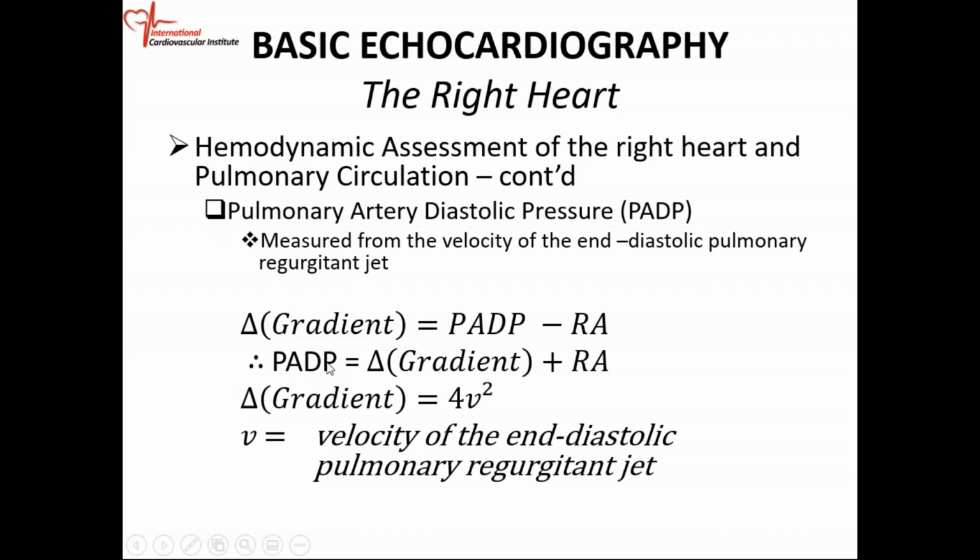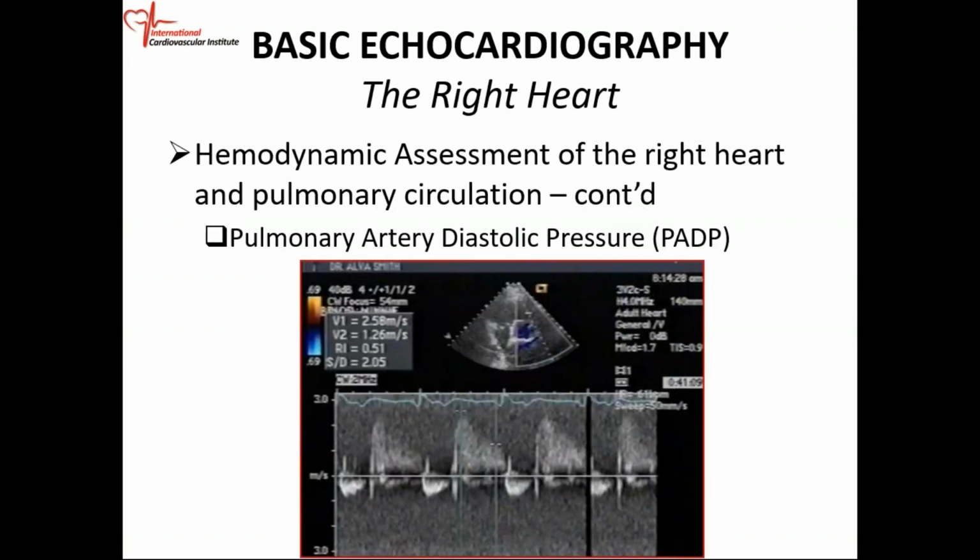And we already showed you how to get the pulmonary artery systolic pressure. So you can get both systolic and diastolic pressure. All right, so it's the end diastolic velocity squared multiplied by 4.